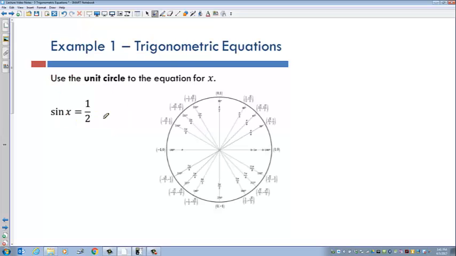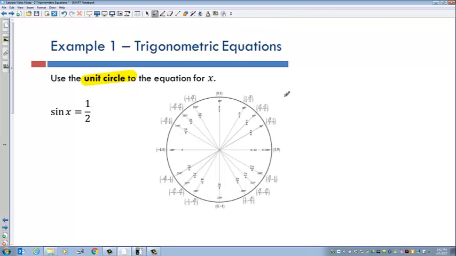So let's look at the first example here. We want to use the unit circle to solve the equation for x. And here's our equation, sine of x equal to 1/2. So remember, when you're trying to solve an equation, you're looking for the value of x that when you take the sine of it, you get back 1/2. And if you look over here, you can use the unit circle.